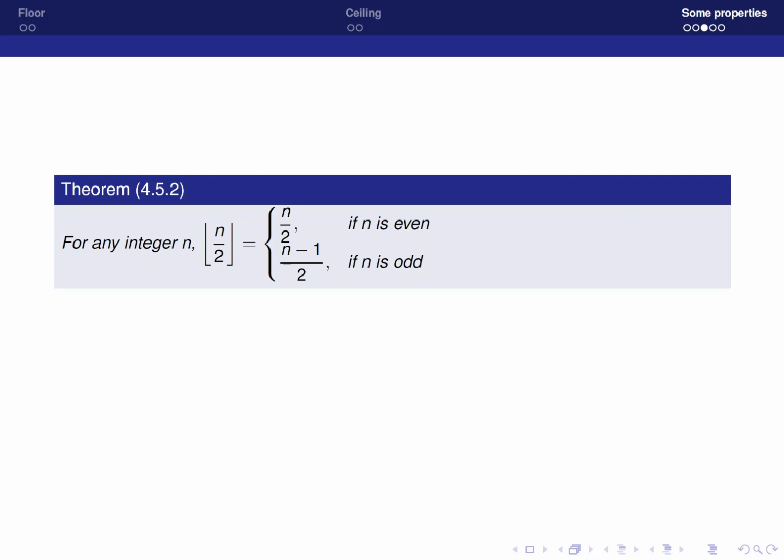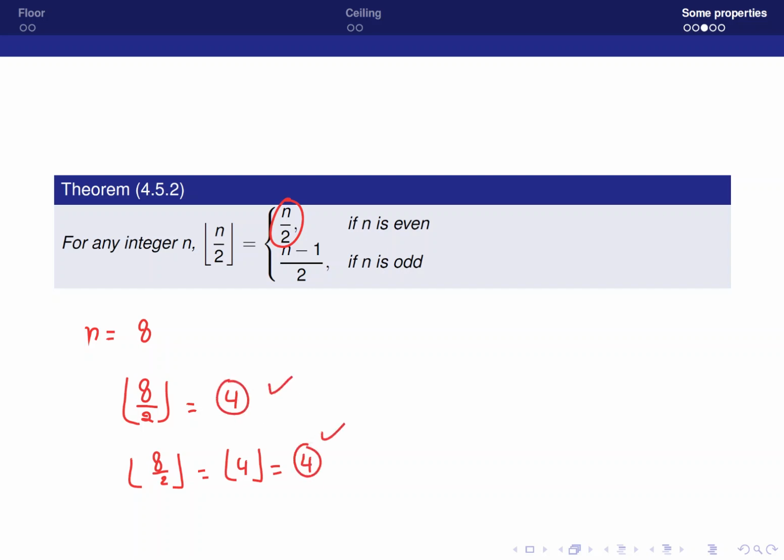Suppose I pick an integer n, and suppose I pick the integer to be 8. Then according to this theorem, if I want to know the floor of 8 over 2, all I have to do is divide 8 by 2 and get 4. That's case number 1 of the theorem. And is that true? Well, the floor of 8 over 2 is the floor of 4, and yes, the floor of 4 is 4 itself. So the theorem seems to have worked.